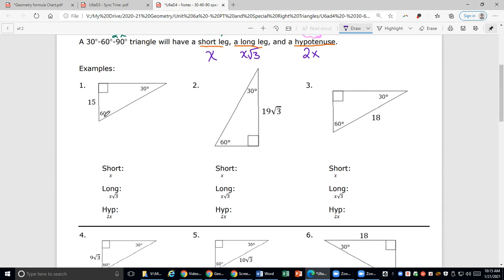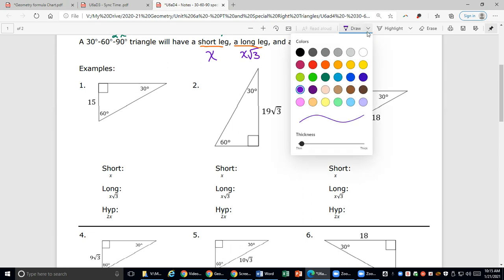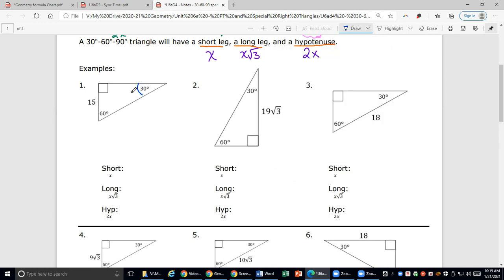All right, so my first example, the first thing I need to do is find my short leg. Every single time, the first thing we're going to do is find our short leg. And your short leg is always going to be across from your 30-degree angle. So this is my short leg, which is great because they've already given to me, it's 15. So I know that my long leg is the short leg times the square root of 3. My short leg is 15, so 15 square root of 3. And then my hypotenuse is 2 times the short leg. So I have to come back to the short leg and do 2 times x.